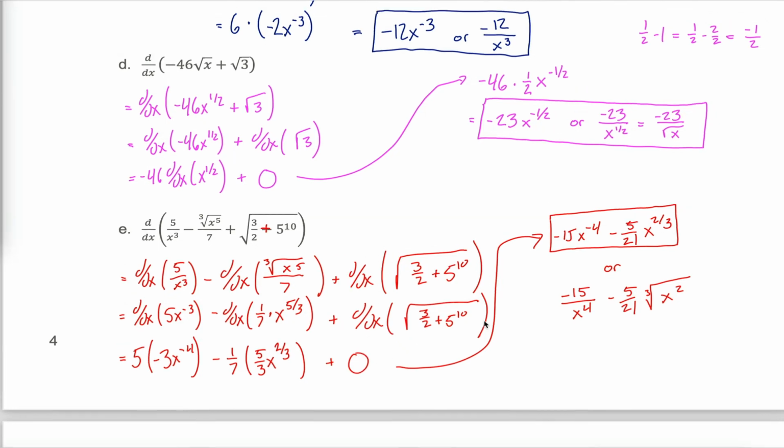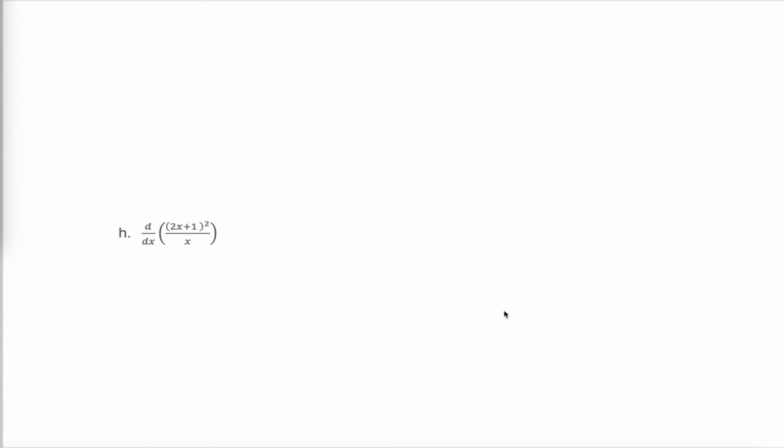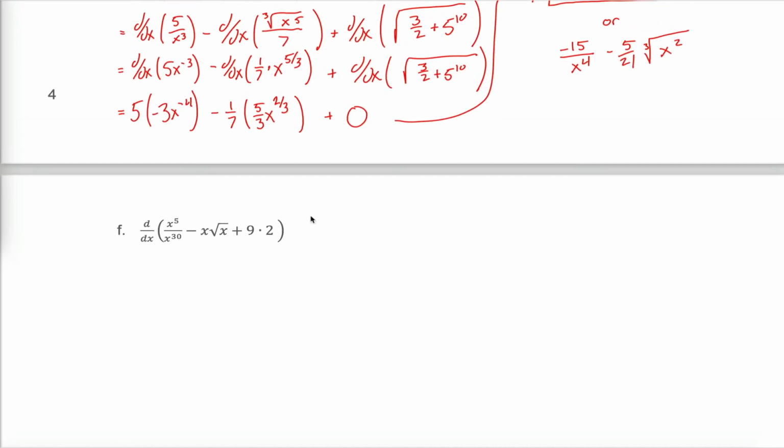3 more problems, and I think all 3 of them are kind of the cautionary tale types, the types that look like they'd work a certain way, but they don't. The derivative of, again, we got 3 terms, so think about this like we have 3 different derivatives to take. X to the 5th and x to the 30th. Oh, I'm good with those. That's 5x to the 4th, and that's 30x to the 29th.